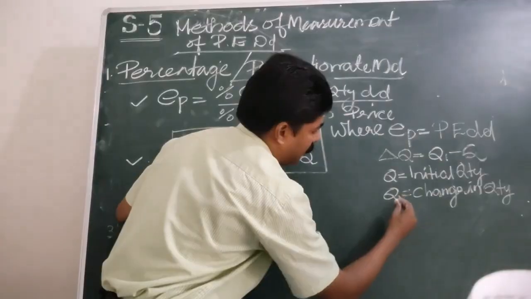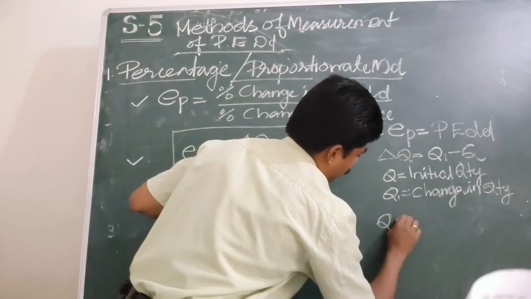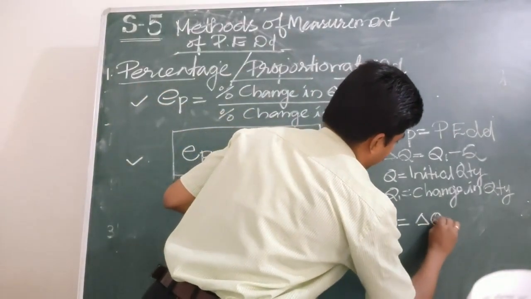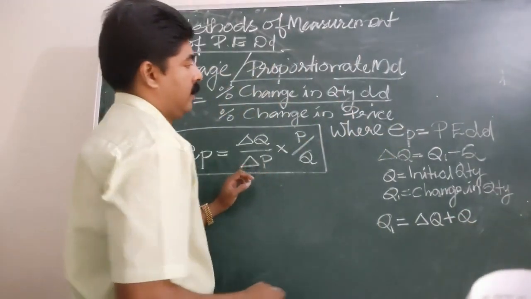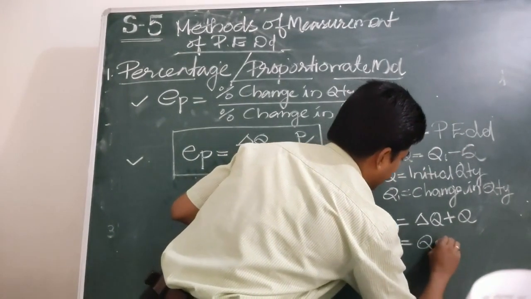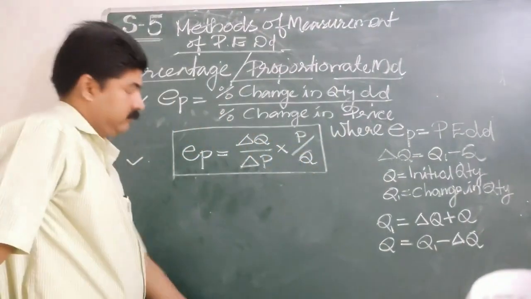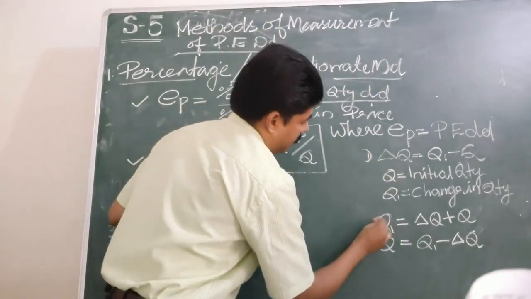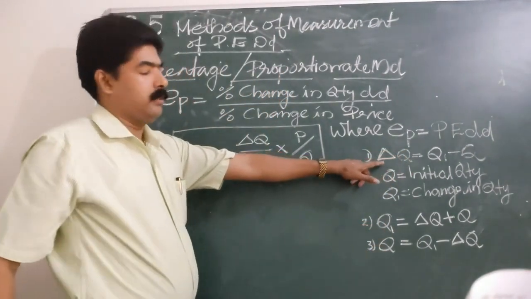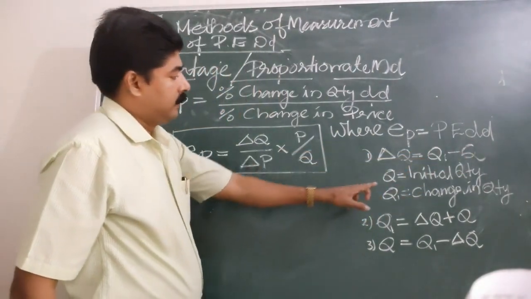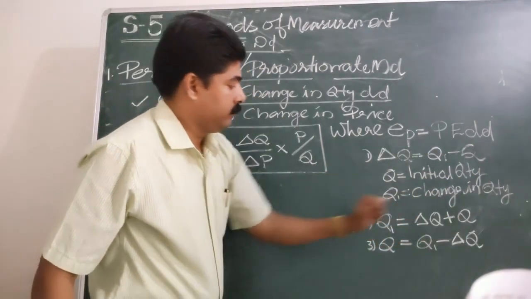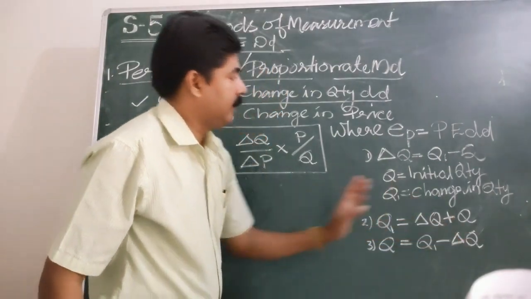Suppose in that case you want to find out Q1. Q1 is equal to delta Q plus Q. And also if you want to find out Q, Q is equal to Q1 minus delta Q. So these are the three formulas to find out. One is this, second one is this, and third one is this. From delta Q you can find the rest two. Delta Q is equal to Q1 minus Q. Q is initial quantity, Q1 change in quantity. To find Q1, delta Q plus Q. To find Q, Q1 minus delta Q.